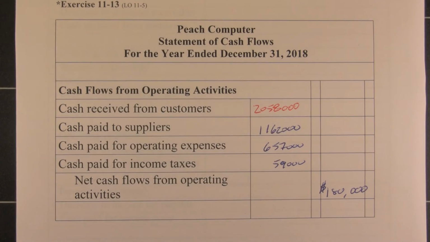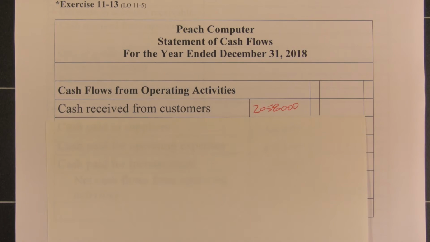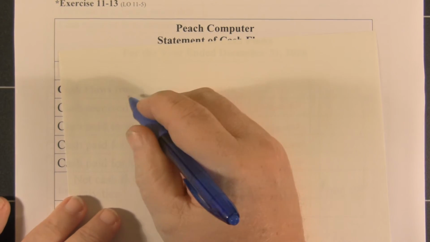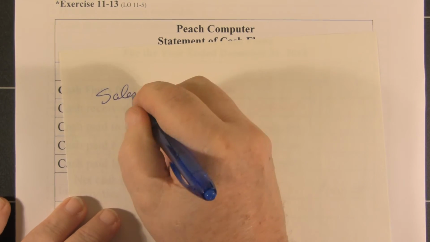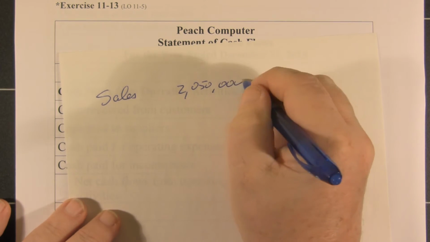Now, that's the book way of doing it. Let me show you my way of doing it. Either way will work. I just think my way is a little more commonsensical. Cash received from customers. I start with sales of $2,050,000.